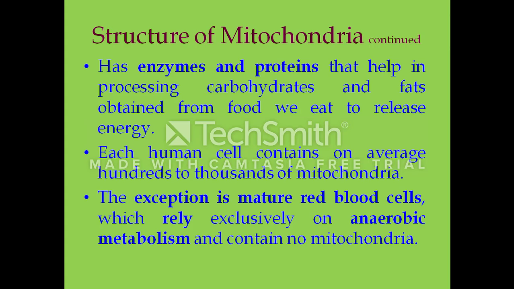Each human cell contains on average hundreds to thousands of mitochondria. The exception is matured red blood cells, which rely exclusively on anaerobic metabolism as it has no mitochondria. Red blood cells lack the mitochondria and they entirely depend on the anaerobic metabolism.